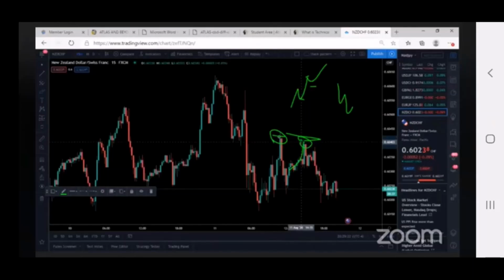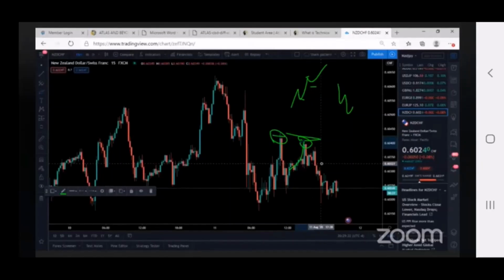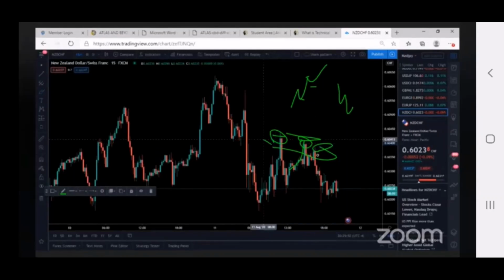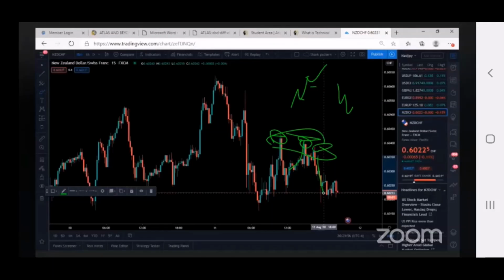The first test of the resistance zone was not broken, so it hit it again and came back down and created a double top. You also had a triple top theory as well, so this would maybe be a triple top. So as a retail trader, as a future professional trader, you're looking to get in this area up here. So when the market does decide it wants to go down, you've called that move and made that money.